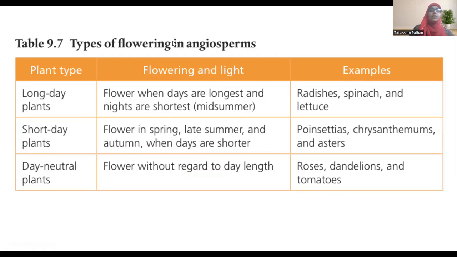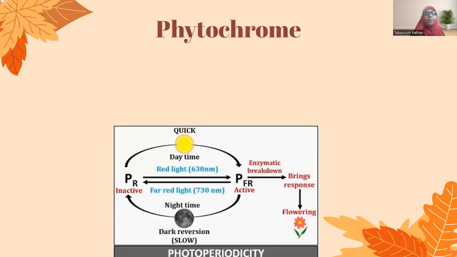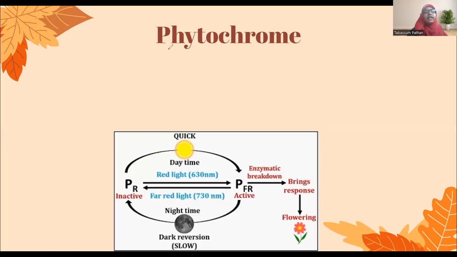You have other examples also mentioned in your textbook. Make a note of it and try to memorize it. Right? Now we move to the next small topic, phytochrome, which is basically related to photoperiodism. Photoperiodism and phytochrome are interconnected.